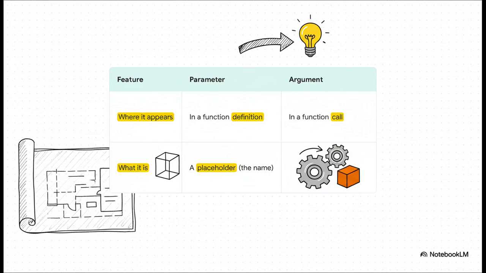Now look to the right, the argument. You find that in the function call, the part where you actually run the code. And what is it? It's the real value, the actual data. So definition versus call, placeholder versus real data. That's the core difference right there.